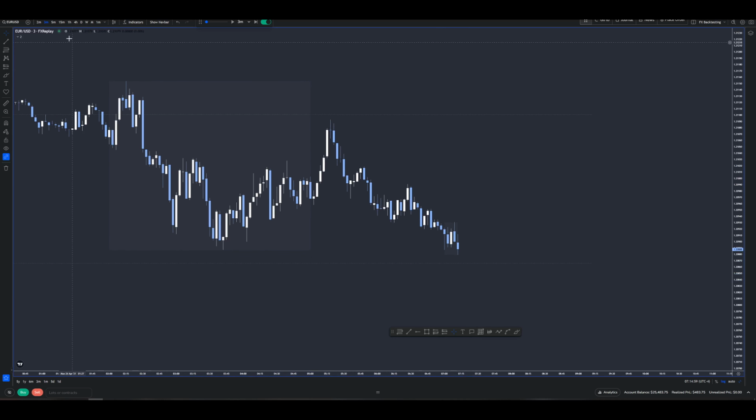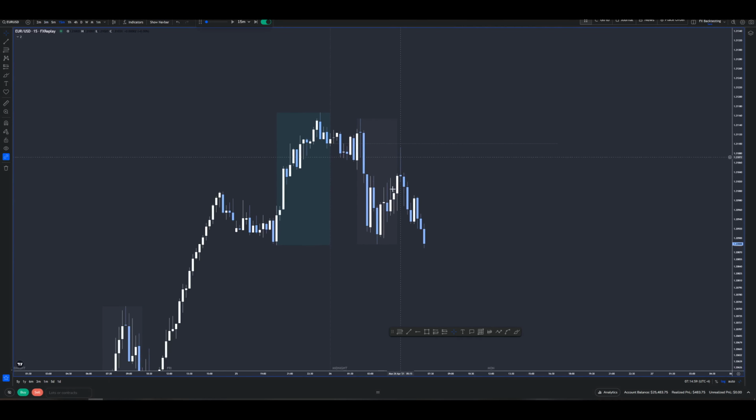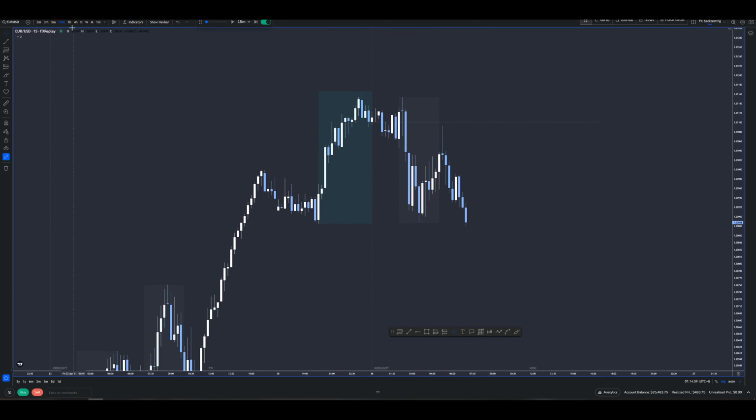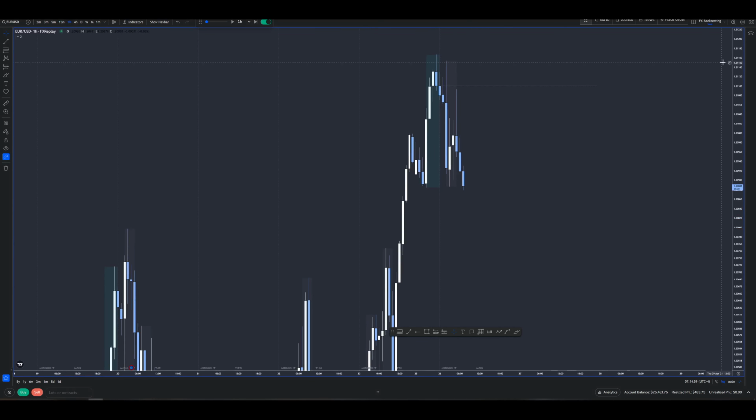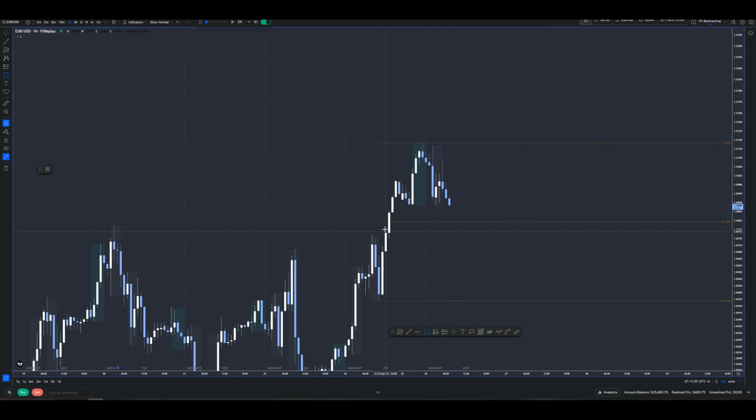Okay, so going into New York, we had a retracement, then displacement low, retracement up, respecting this bullish order block, and then we went down again. Yeah, we're still in discount. I'm sorry, we're still in premium right here.